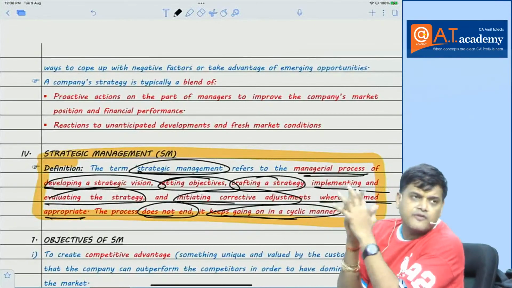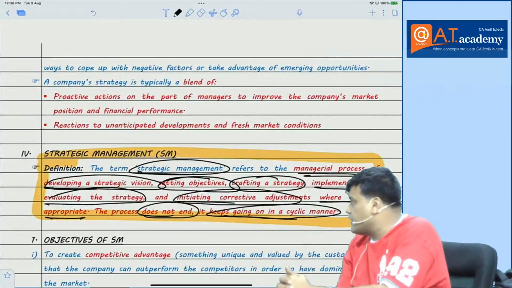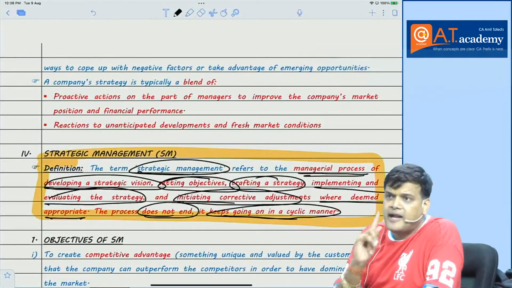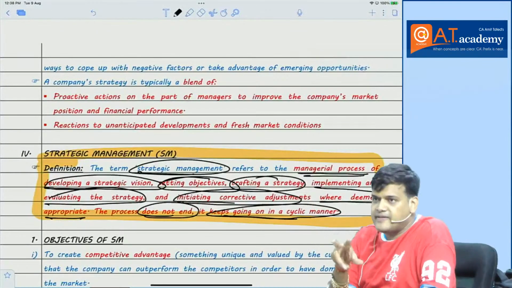Okay, so let's start with your first point. What is the objective of SM? Objective of SM. Listen carefully. First point, okay, is to focus on. Okay, tell me, if you follow these 5 steps, are you a blend? What is the meaning of blend? It is a mix. How do you mix?